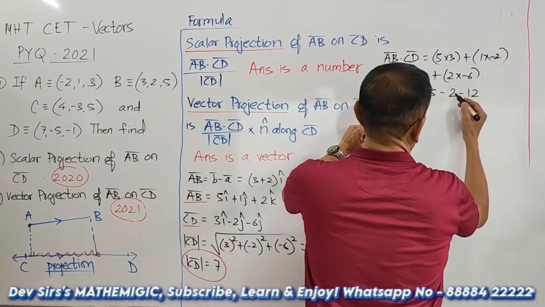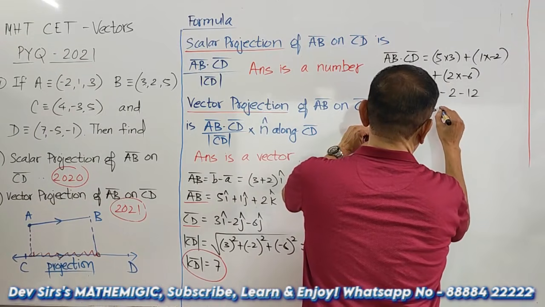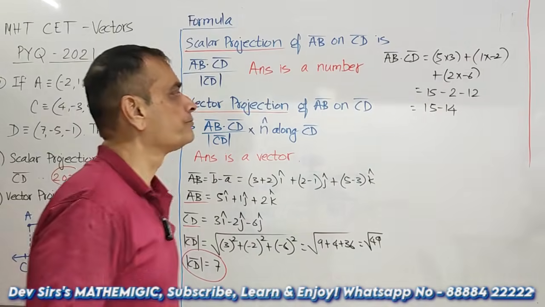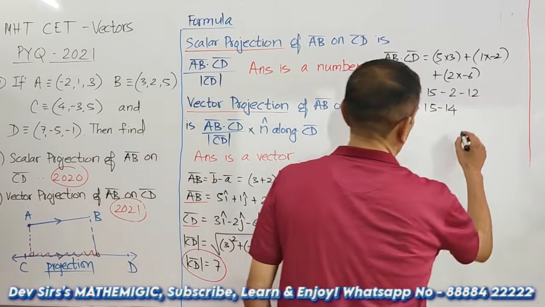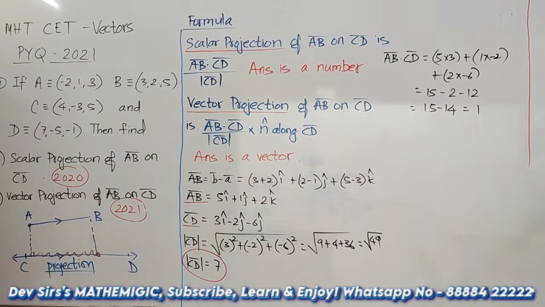1 into minus 2, 2 into minus 6. 15 minus 14. That is just 1. So our first answer, the scalar projection, is this one.